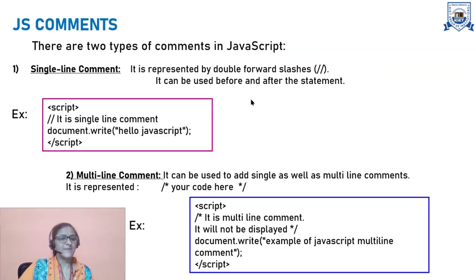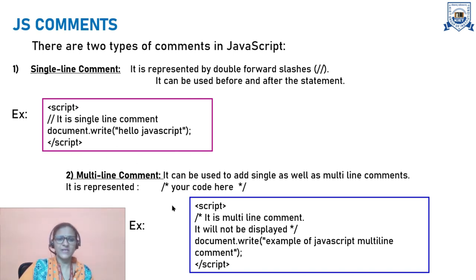Next, comments. As we know, comments make a program easy to understand. There are two types of comments in JavaScript. One is the single line comment and the next one is multi-line. A single line comment is represented by double forward slashes. It can be used before and after a statement. So it is just for one statement like this.